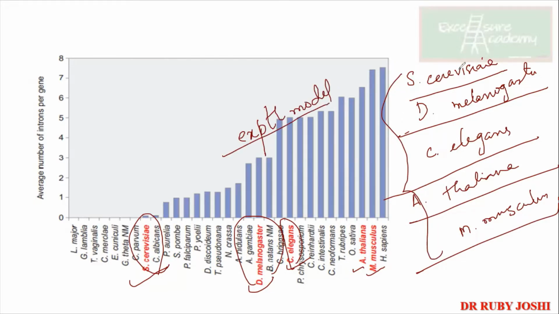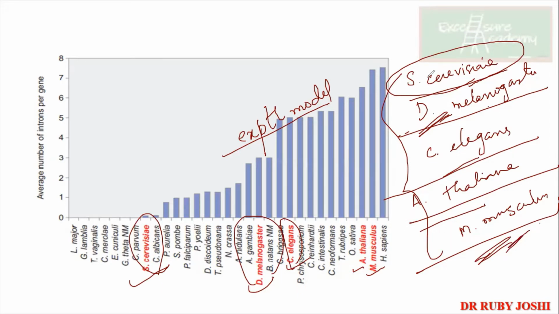If I want to work on yeast, we have so many species of yeast, right? But we always go with Saccharomyces cerevisiae. For fruit fly, we only go with Drosophila melanogaster. For nematode, we go with C. elegans. For plants, we go with Arabidopsis thaliana. And if I want a mammalian model, then I go for musculus, the mouse model.